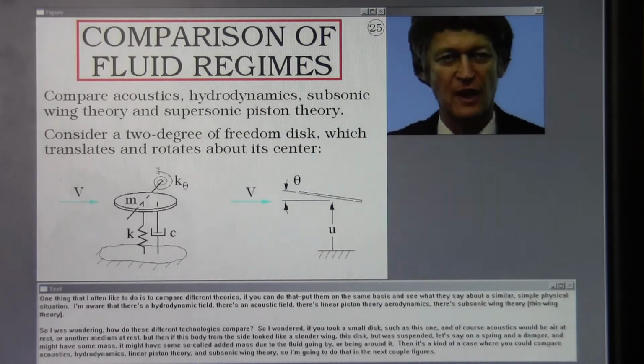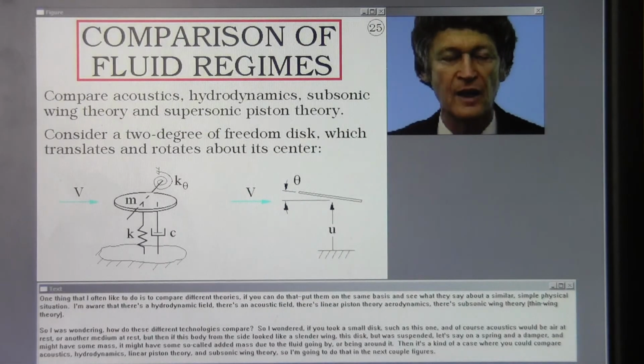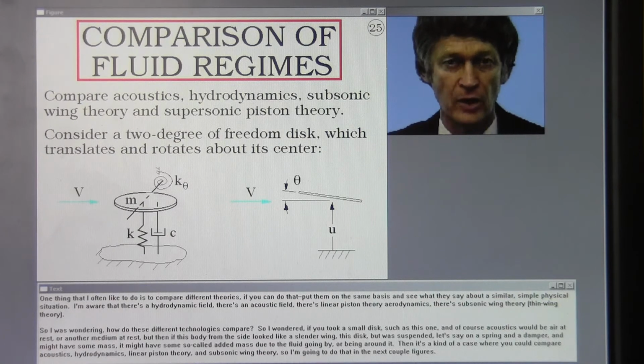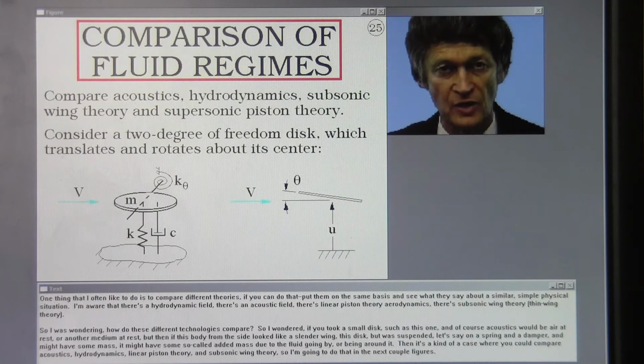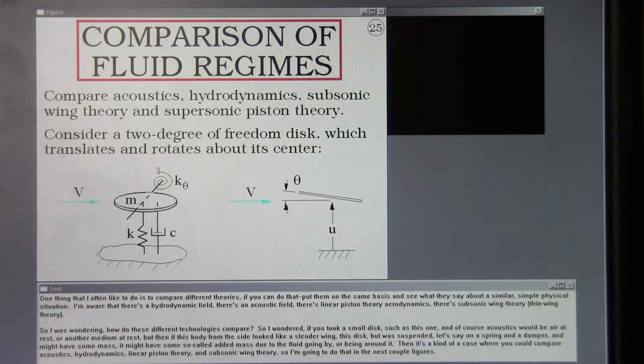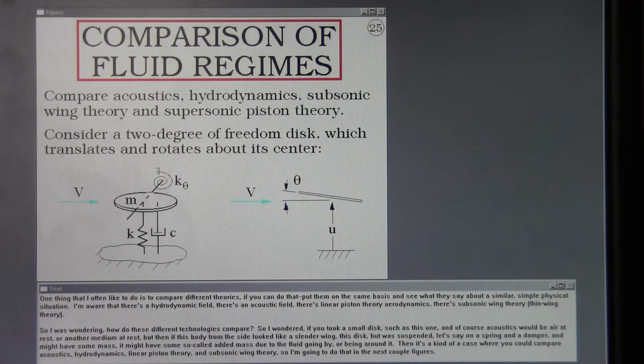One thing that I often like to do is to compare different theories, if you can do that, put them on the same basis and see what they say about a similar simple physical situation. So I'm aware that there's a hydrodynamic field, there's an acoustic field, there's linear piston theory aerodynamics, there's subsonic wing theory, thin wing theory, and so I was wondering, how do these different technologies compare?